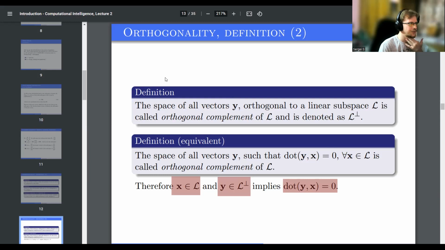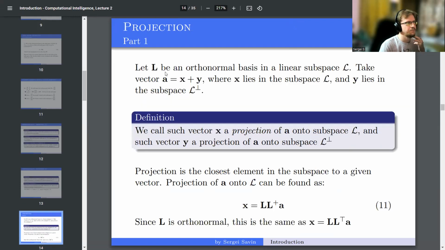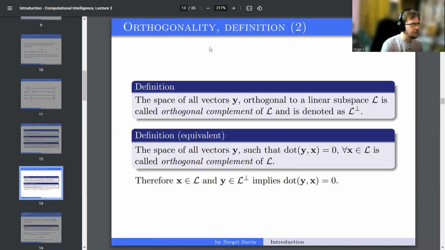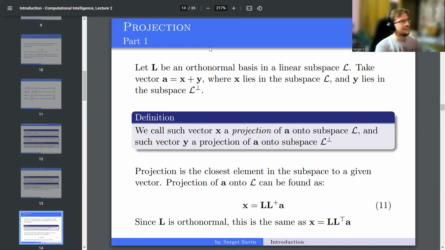Good. And we can see that the idea of a closest element can be used here. Now, let us see. Oh, by the way, do we have questions here? Sorry, I went through three definitions without asking. Do we have questions here? All right. I will move on, but please stop me as soon as you have questions.